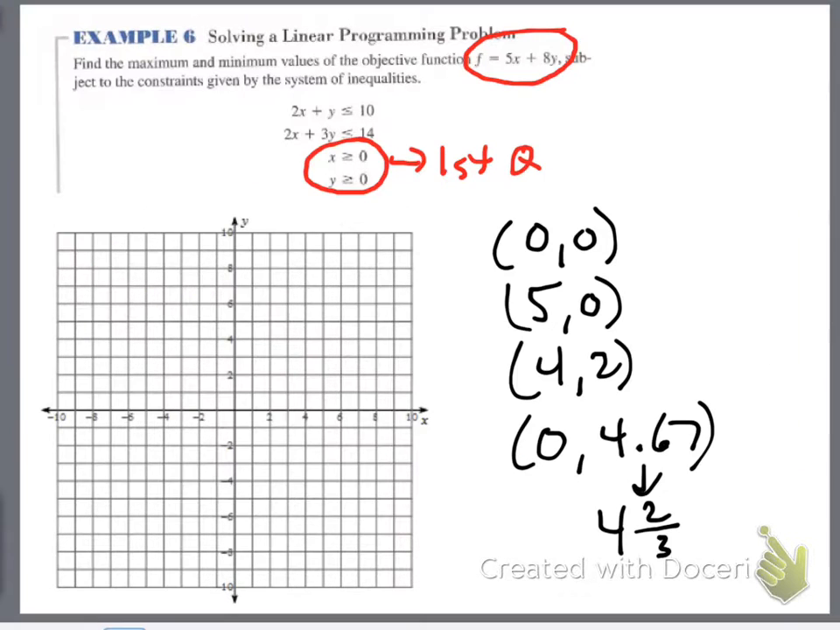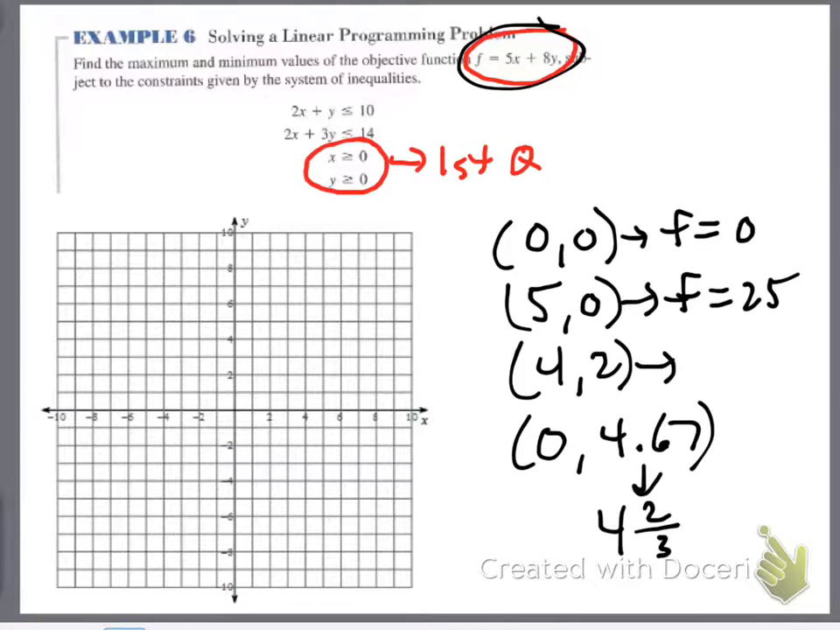Now what you're going to do is take each one of these points and plug it into the objective function. So here, f is 0 because 0 plus 0 is 0. Plug 5 in for x, plug 0 in for y. So I get f equals 25. Plug in 4 for x and 2 for y. So 20 plus 16, f equals 36.